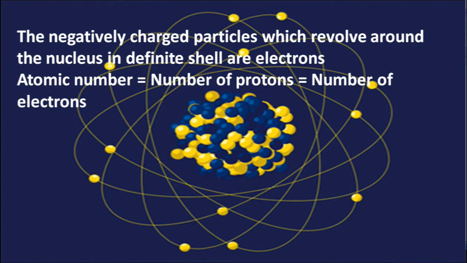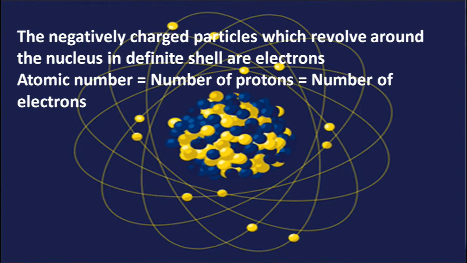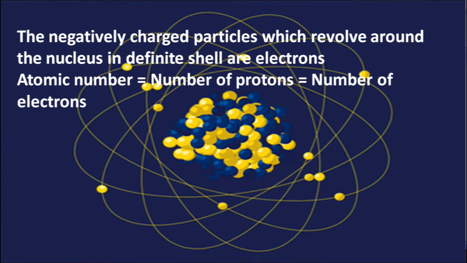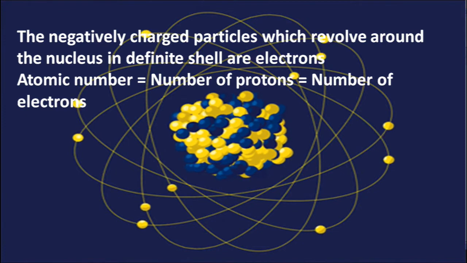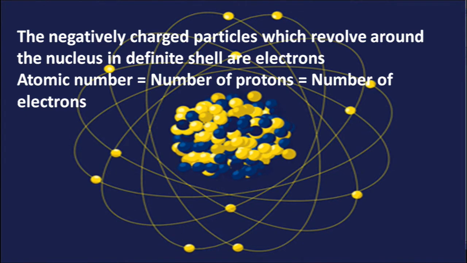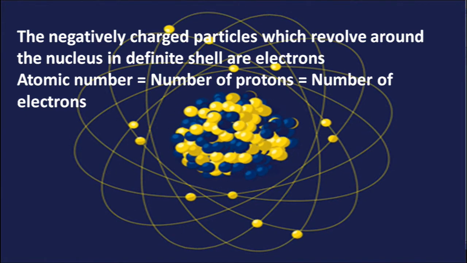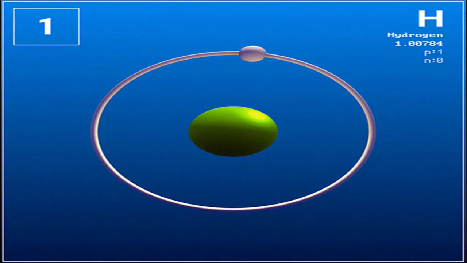The negatively charged particles which revolve around the nucleus in definite shells are called electrons. Atomic number is equal to the number of protons or equal to the number of electrons. Atomic structure of some elements.